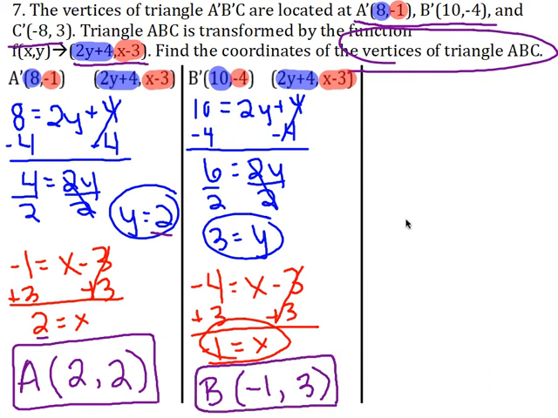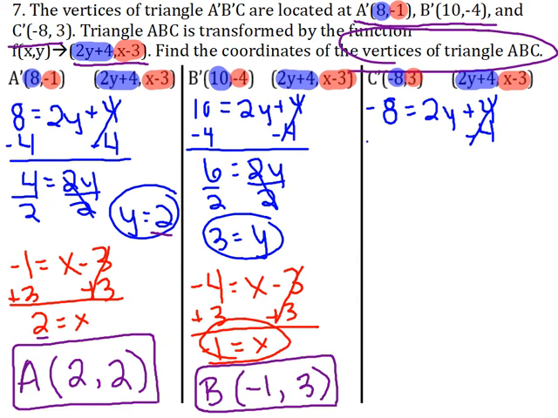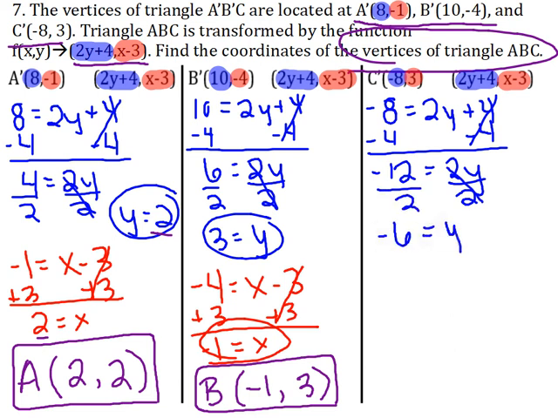Then the last one, blue. The first is equal to the first. The second is equal to the second. -8 is equal to 2y plus 4. Subtract 4. Now I have -12 is equal to 2y. Divide by 2. -6 is equal to y.